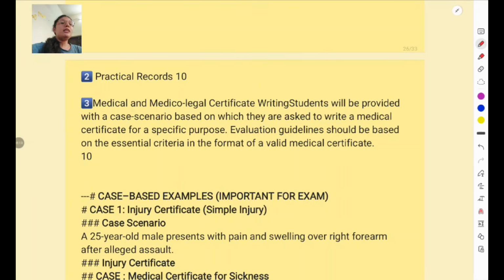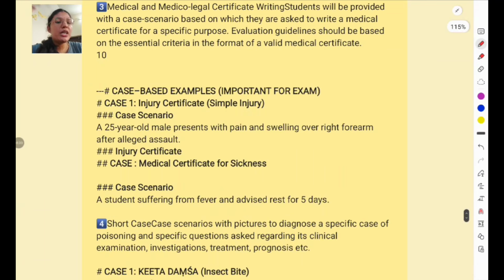Basically, there will be some case scenario, or they can directly say, write the fitness certificate. Then we have to write it properly according to the format, and the format we are following I will share in the group. The medico-legal certificate will probably be case scenario based. Here I have written a case scenario: injury certificate, a 25-year-old male presents with pain and swelling over the right forearm after an alleged assault. So we have to give an injury certificate.